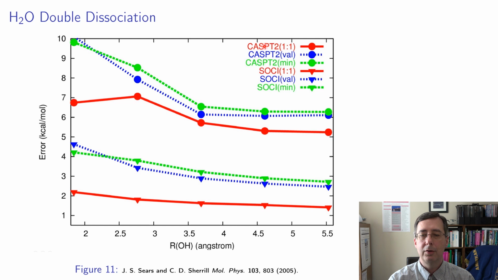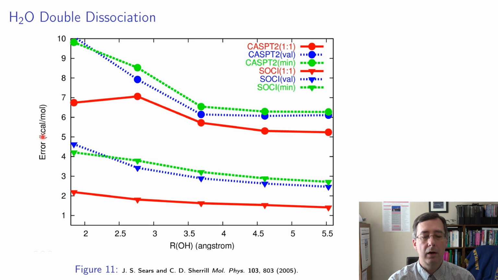Here's CASPT2, which is probably one of the most popular multi-reference methods out there, with these 3 different choices of active space: one-to-one, valence, or minimal. And here's second order CI, which is essentially the most complete multi-reference CI you can do. If you do CAS active space, full CI in the active space, and all singles and doubles out of that, some people will call that a multi-reference CISD.